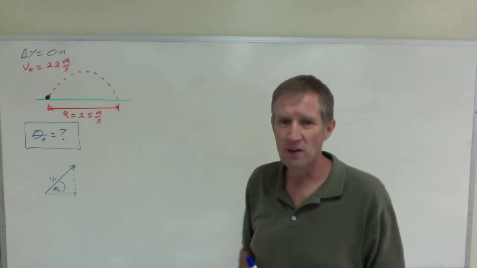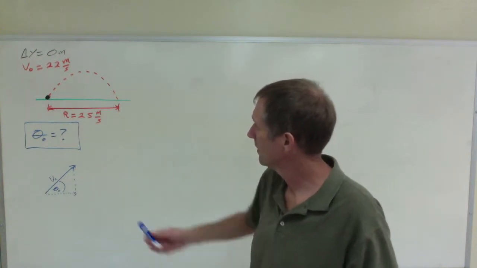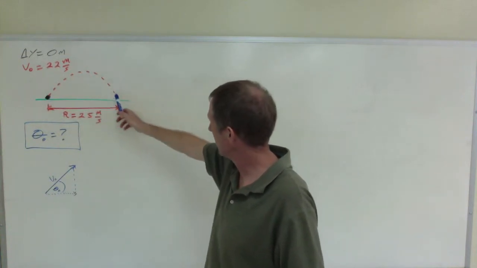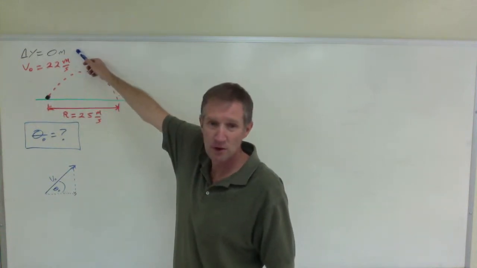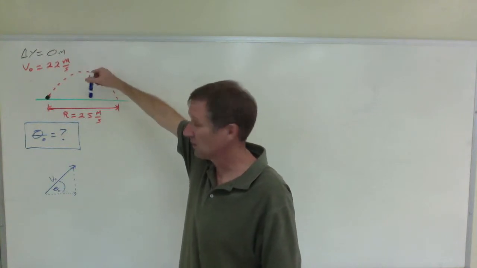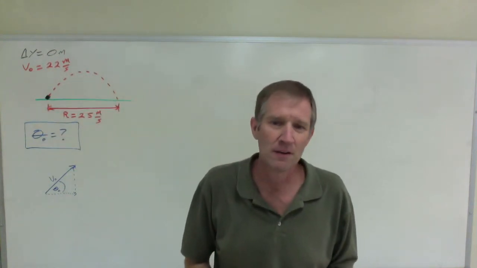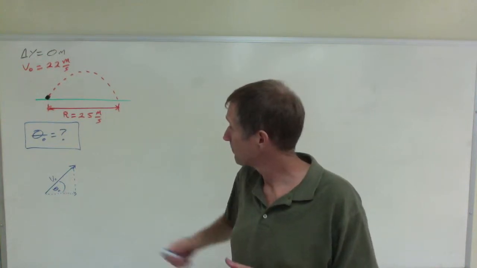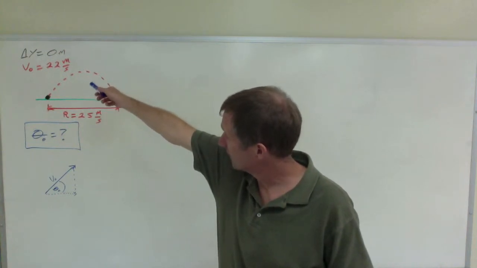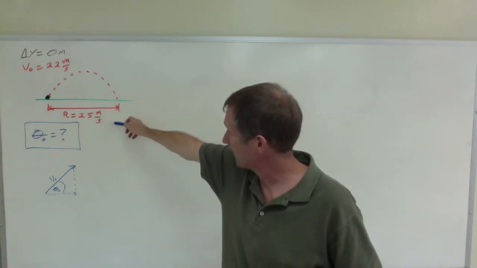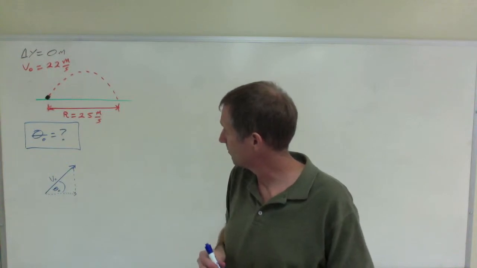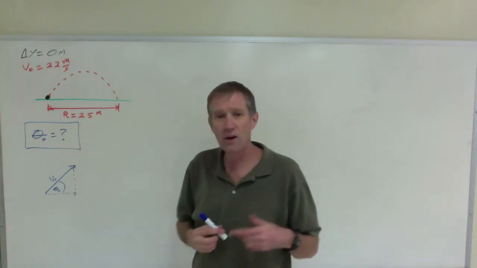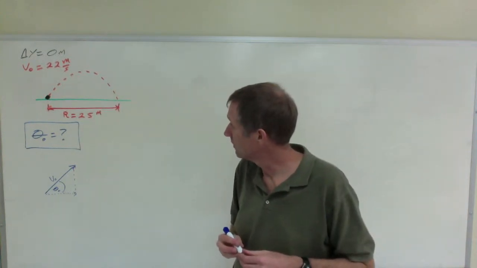You have a projectile that's launched at 22 meters per second above the horizontal. It's going to go up in the air, come back down. Delta y is equal to 0 for the whole problem. That's important because the equation we're going to use is only valid when it ends up back down at the same level it started. So it goes into the air at 22 meters per second and it lands 25 meters away. And then the question is, what are the two possible launch angles?